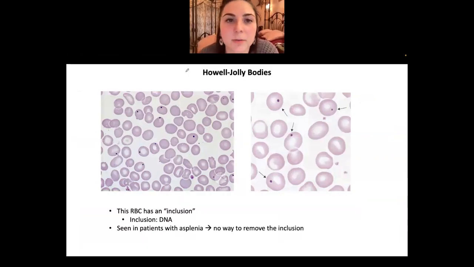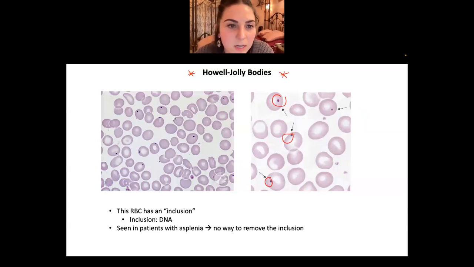Okay, here's your next one that you should know for your exam this year. These are called Howell-Jolly bodies, which is a hilarious name. Howell-Jolly is just a single dot on the periphery of the red cell. Again, this is not a special stain or anything. This is your normal Wright stain for a peripheral blood smear. And it just looks like a dot. Here it is, here's the dot.